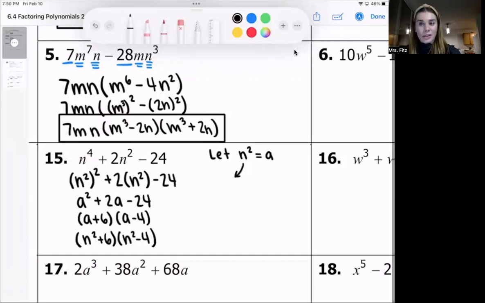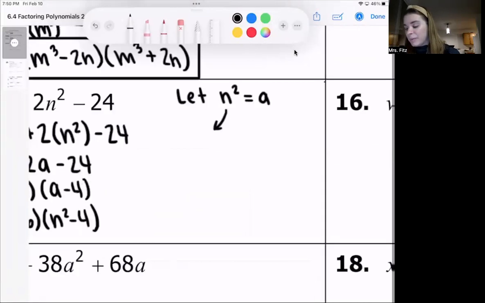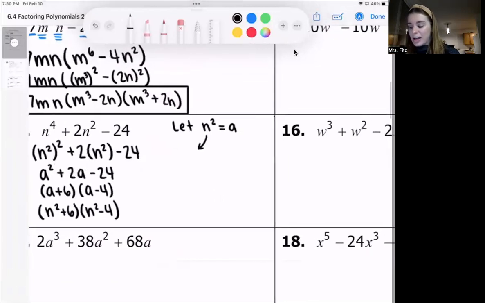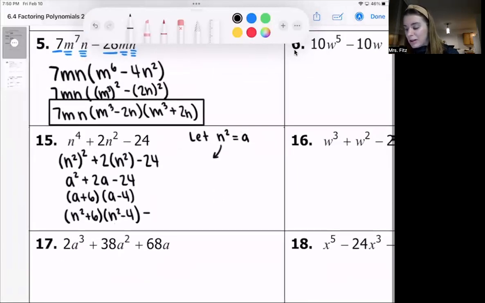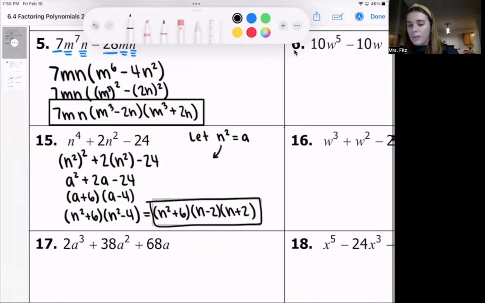Now you might notice something. We can actually keep factoring that n squared minus 4. It's a difference of squares. So let's go ahead and go one step further. We can't right now factor the n squared plus 6. That one's not a difference of squares, so we're going to leave it. But n squared minus 4 factors to n minus 2 times n plus 2. And that will be as far as we can go for now.